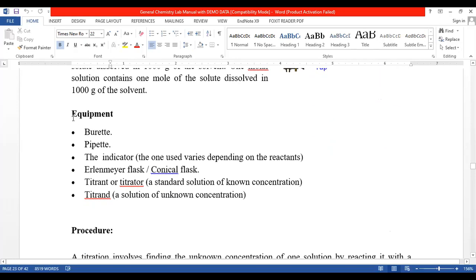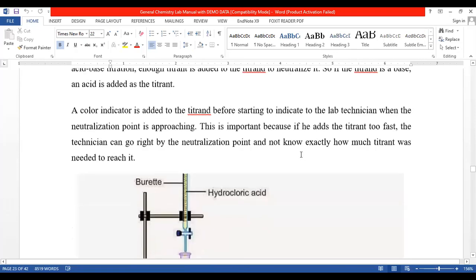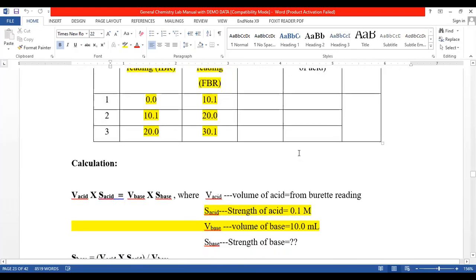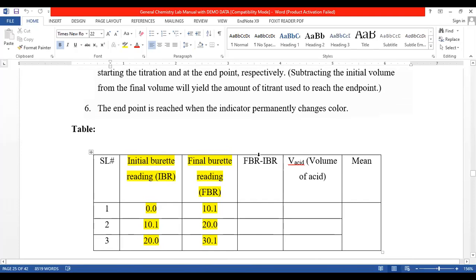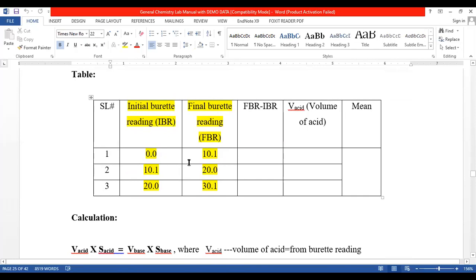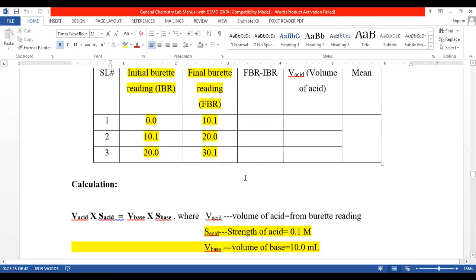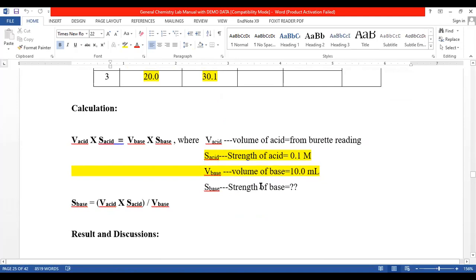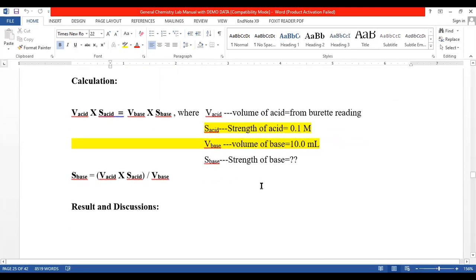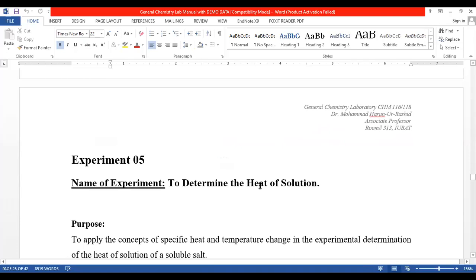So then you can add equipment, procedure, and here again the data table should be kept blank. Here you can see some data I have put, but this is just for demo purposes, not the exact data. So you can create this table, but it will be filled in when you conduct the experiment in the laboratory, similar to what I told you earlier about the flame test. So the calculation will also be blank. You don't need to write it.